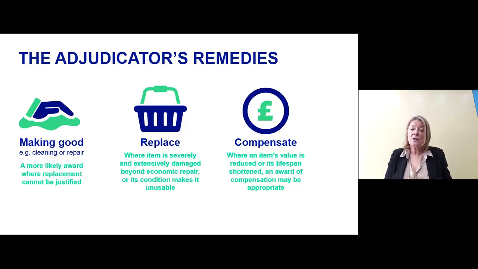And then if you do clean, let's say there's some stains on a carpet, you've tried to go for the most appropriate remedy, which is making good, you've tried to clean it, but there is a residual stain that remains on the carpet, then you can also claim compensation where an item's lifespan is shortened or it has lost aesthetic value. So those are the only three remedies that are available to an adjudicator, and I would suggest that when you're trying to negotiate, you should go for making good. And I think by doing that, you are more likely to get a resolution.